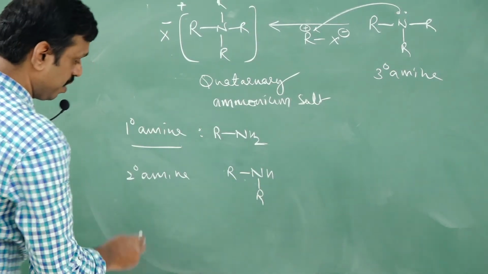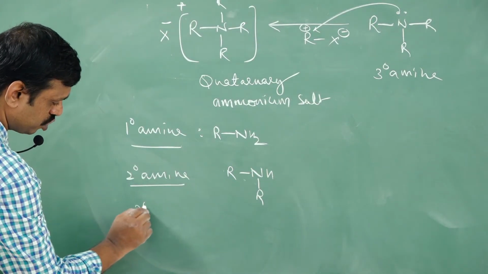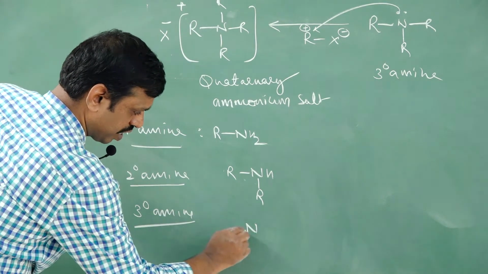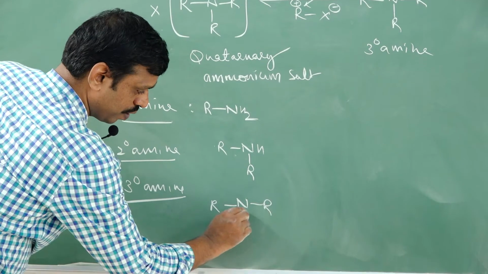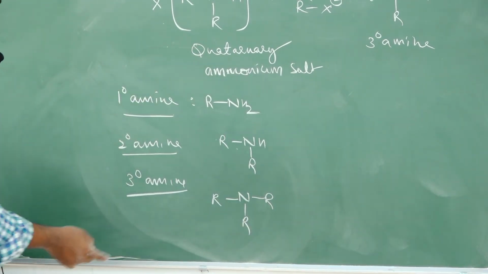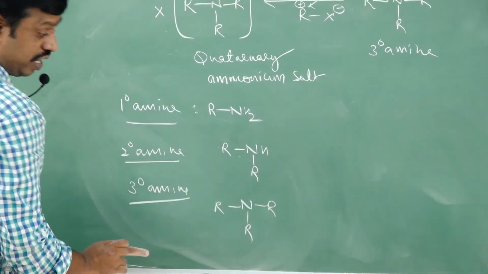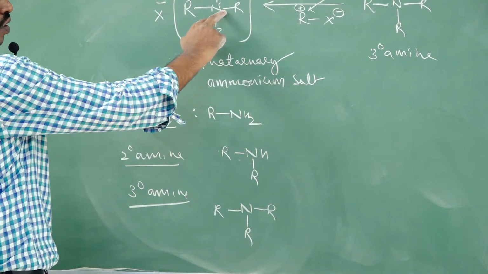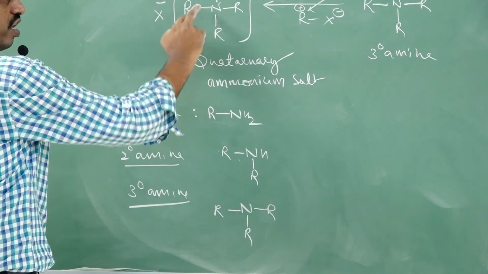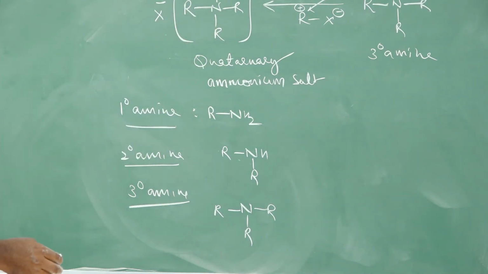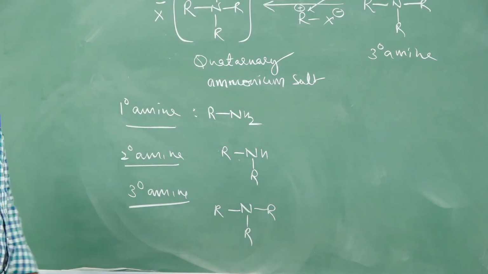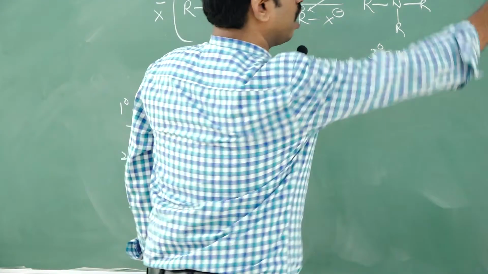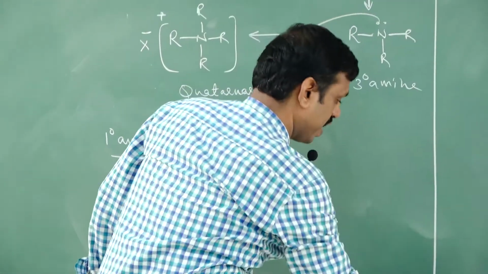This is secondary amine. Next, tertiary amine. Tertiary amine is if the nitrogen atom is attached to two alkyl groups or two aryl groups, so three alkyl groups or three aryl groups, 1, 2, 3. And quaternary means the nitrogen atom is attached to 1, 2, 3, 4 alkyl groups; 4 aryl is not possible. Then it is called quaternary ammonium salt. So this is a Hoffman ammonolysis reaction.